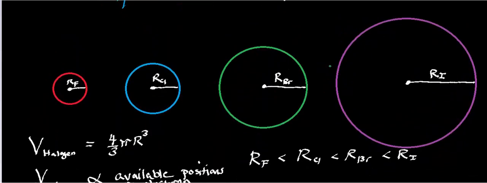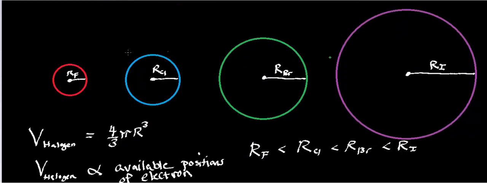All right, so here's what we have to worry about. Remember, fluoride is highest on the periodic table, iodide's on the bottom, so it's the biggest atom, or ion in this case. If we're looking at an atom itself, it's a sphere. So the volume of that halogen is 4/3 pi r cubed, the volume of any sphere, where r is the radius of the particular atom.